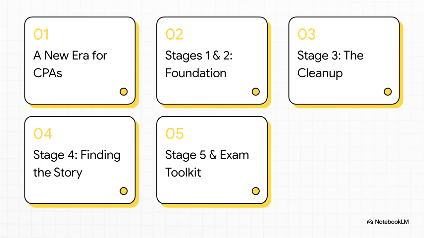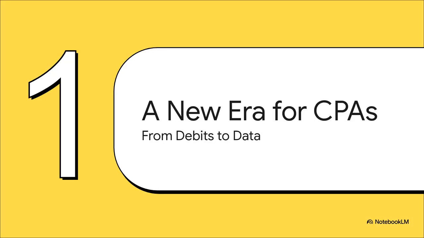All right, here's how we're going to tackle this. First, we'll talk about why this is such a new era for accountants. Then, we'll walk through all 5 stages, from laying the right foundation, to the great data cleanup, to finding the story in the numbers, and finally, we'll wrap up with your exam toolkit to make sure you're ready to go. So yeah, let's set the stage here.